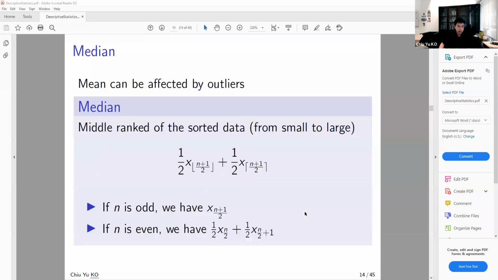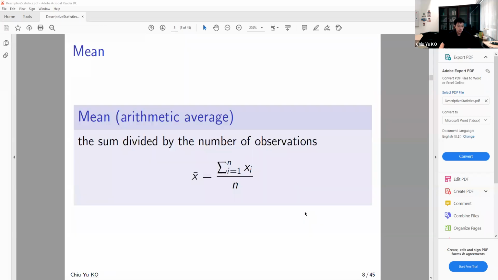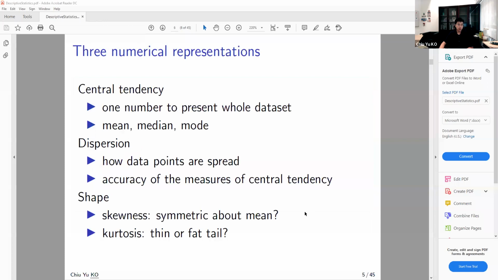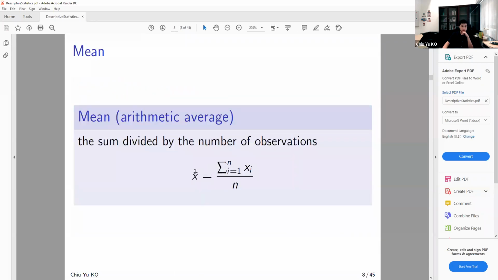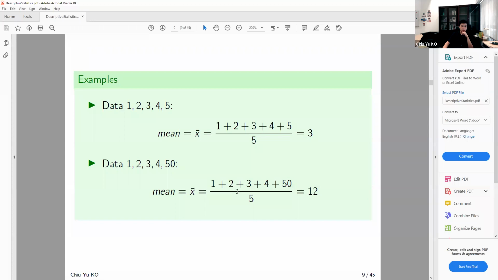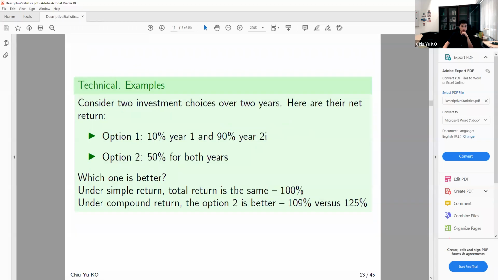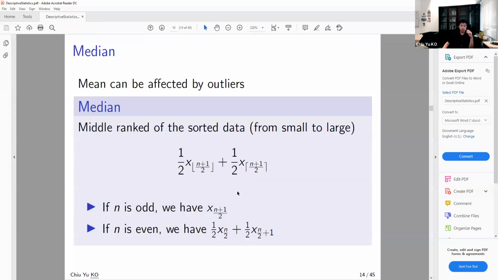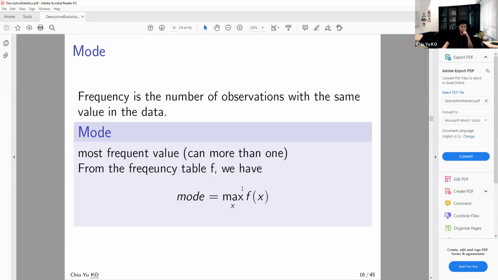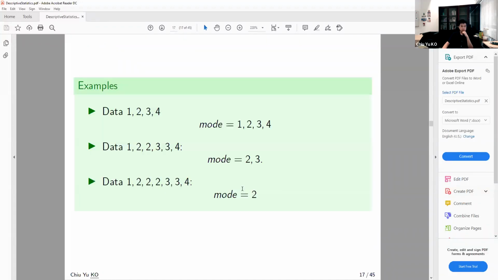So just a very brief review of what we covered last time. It's a very standard thing, the central tendency, which is a number that tries to represent the whole data set. So what we learned is mean, median, and mode. Mean is very simple: adding all the numbers up and then dividing by the size of the observations. The median is just the middle data, and the mode is the most frequent data.